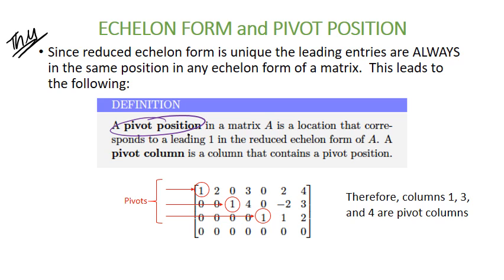So if I look at this example here, the things that are circled in red are our pivots. I have a pivot in column 1, not in column 2, a pivot in column 3, not in column 4, and a pivot in column 5. So those are our pivots.